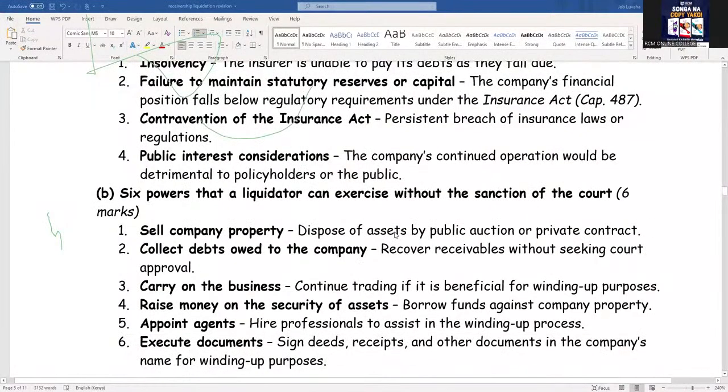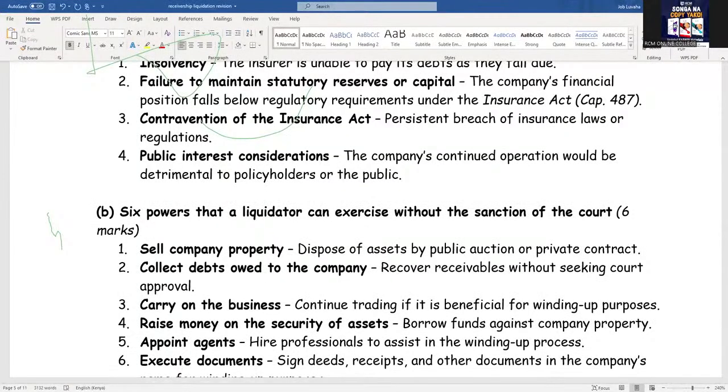Sell the company property, collect debts owed to the company, carry on the business of the company, raise money on security of assets, appoint agents to support him in his work, and execute documents like negotiable instruments, like maybe a check, which he can sign off on behalf of the company. He can also appoint advocates to safeguard or protect the interest of the company if there's any matter before the court. These powers can be exercised without having been sanctioned or approved by the court.